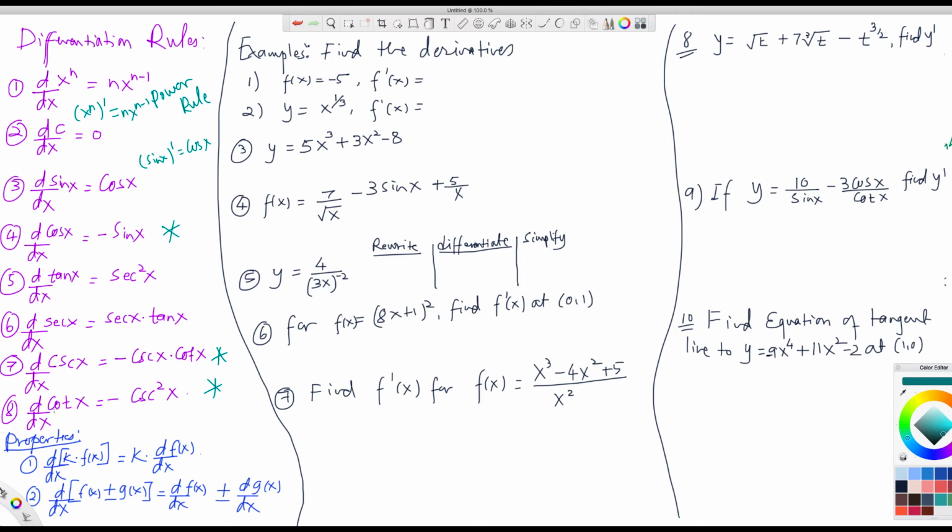Okay. So you see that if the trig ratio starts with C, like this one starts with C, this one starts with C, this one starts with C, then they have a negative sign in the derivative, right? But if it does not start with C, then the derivative is not negative.